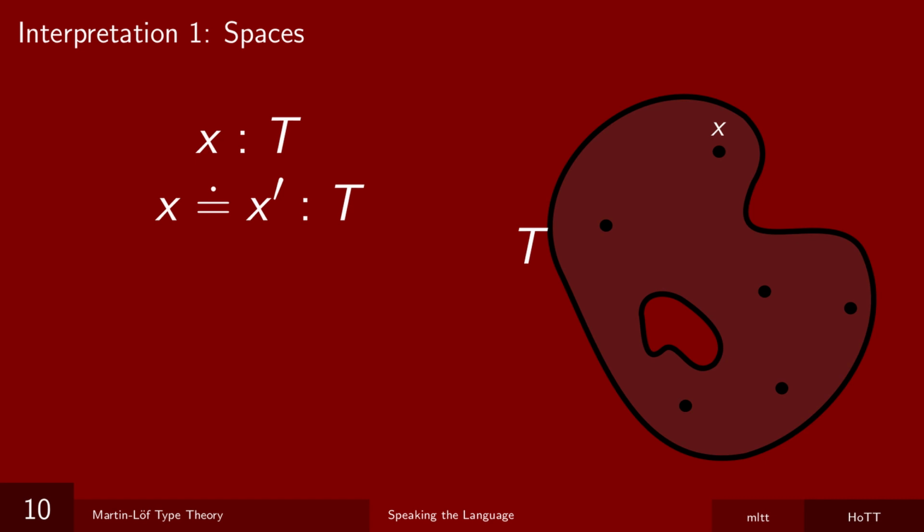Judgmentally equal terms, then, are understood as referring to the same point of the space. If x dot equals x prime, then x and x prime are the same point of the space T. So, in summary, under this homotopy interpretation, types are spaces and terms are points.